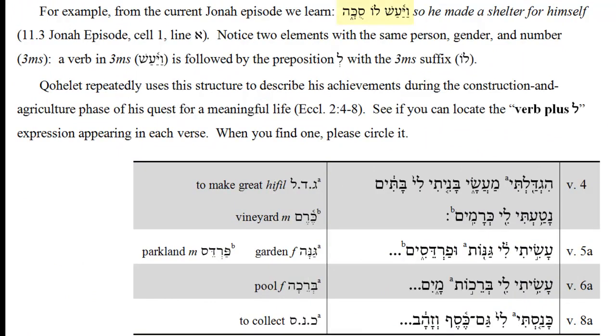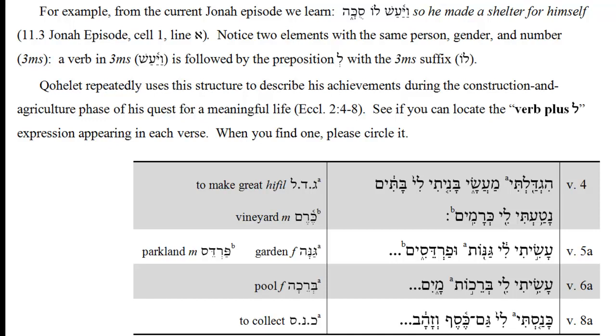Consider the title for this segment, Vaya'as lo sukkah. This comes from the current Jonah episode. Notice that there are two elements which have the identical person, gender, and number. On the one hand, we have a verb that is third masculine singular, vaya'as, and then we have the preposition le followed by the pronominal suffix holam vav, which once again is third masculine singular.